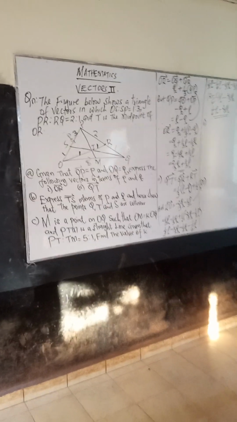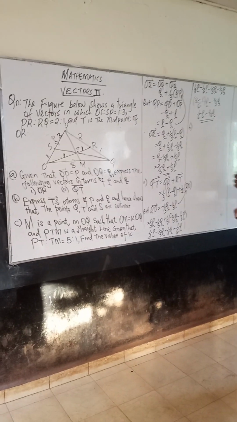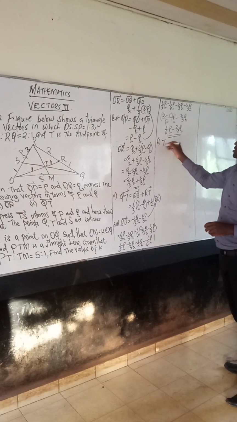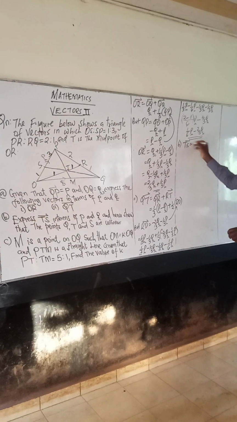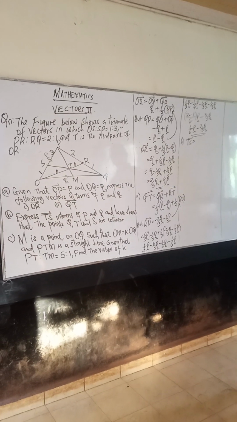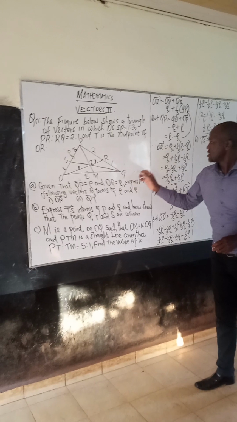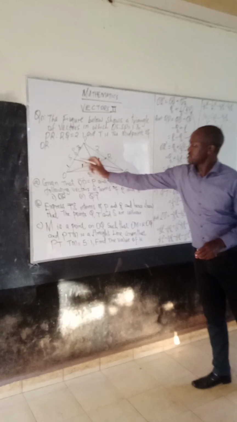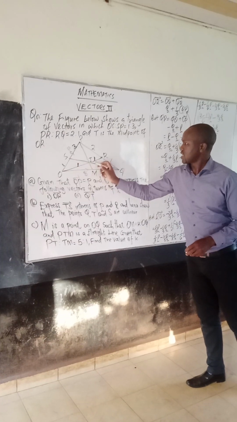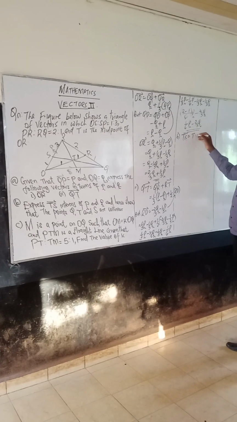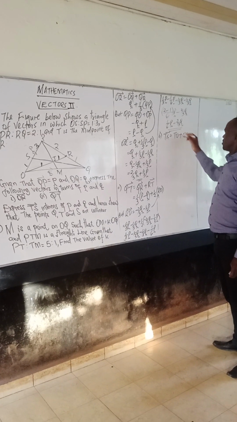Express TS in terms of P and Q, and hence show that the points Q, T, and S are collinear. So can we express vector TS in terms of P and Q? T is your starting point, S is your end point. TS can be given as TO plus OS.